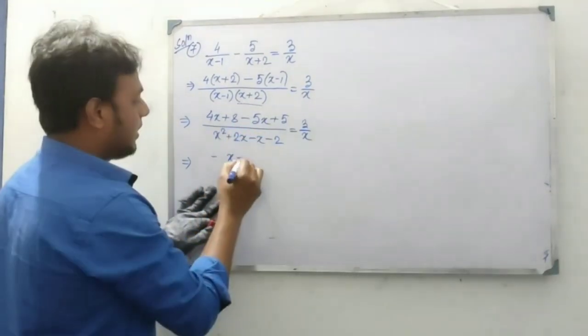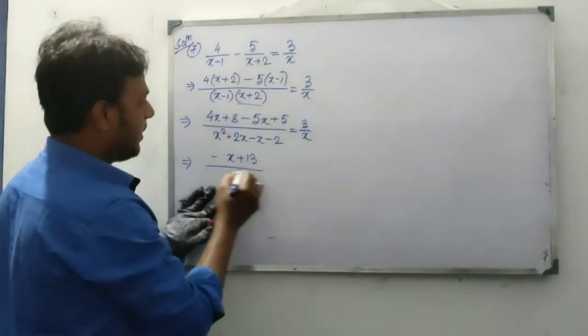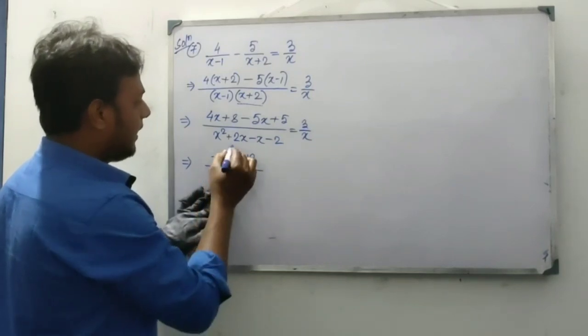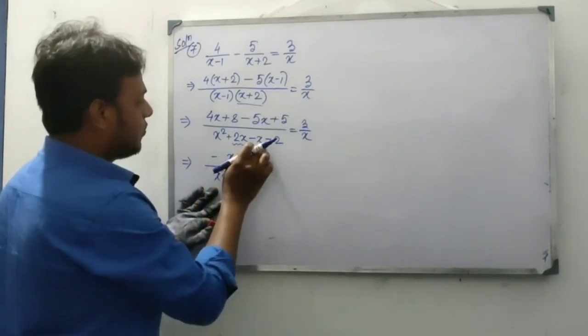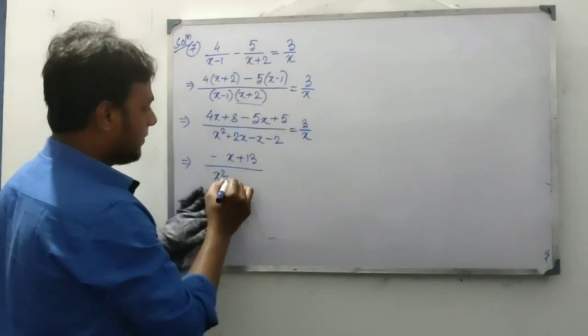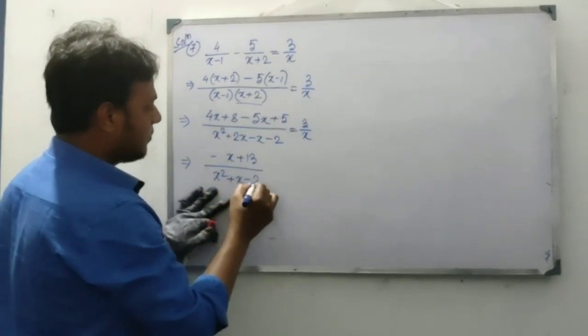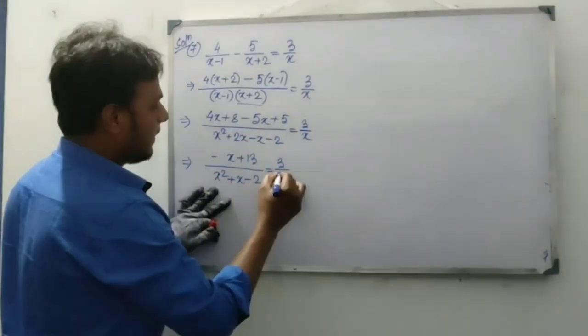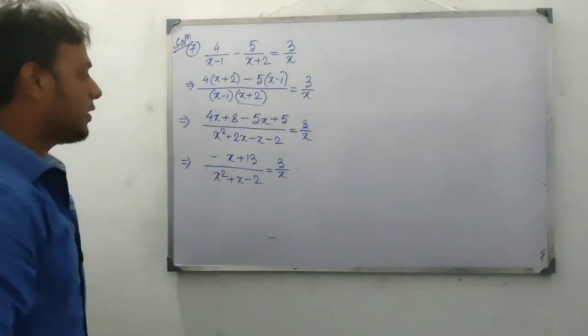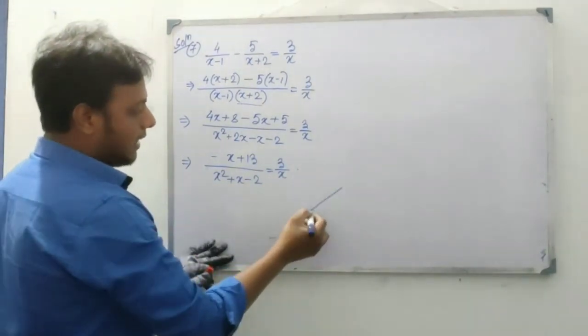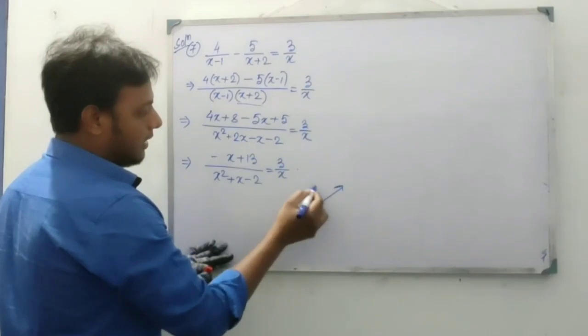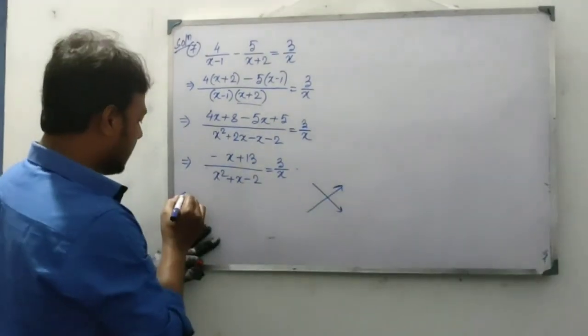Okay, and plus 30 by x square. Here like terms are 2x and x, so 2x minus x will be x itself, plus x minus 2 equals to 3 by x. Now consider the cross multiplication. Cross multiplication means this side and this side. Okay, this is called cross multiplication.